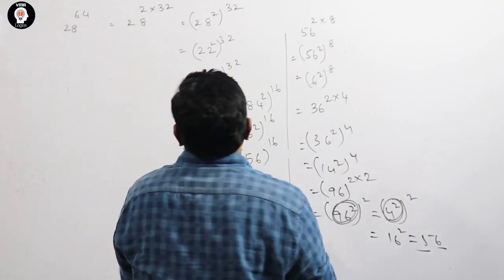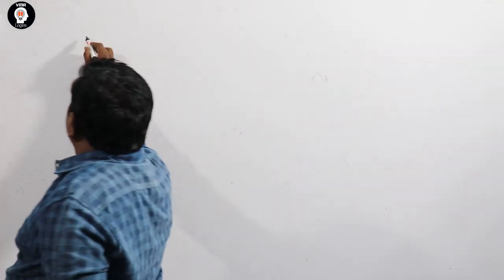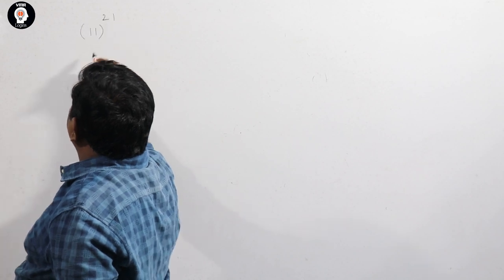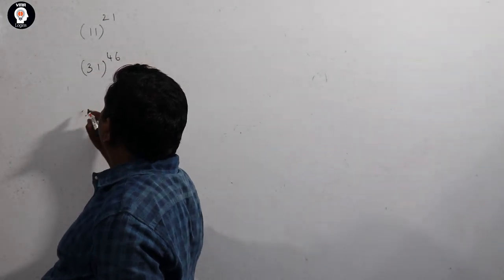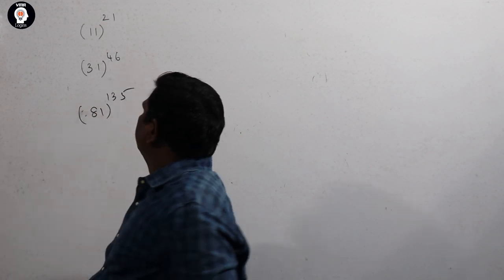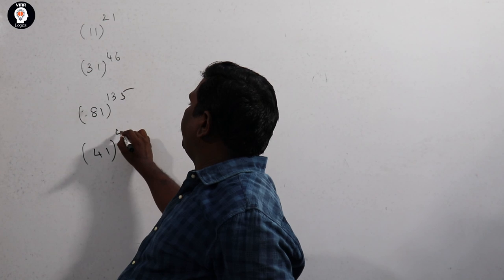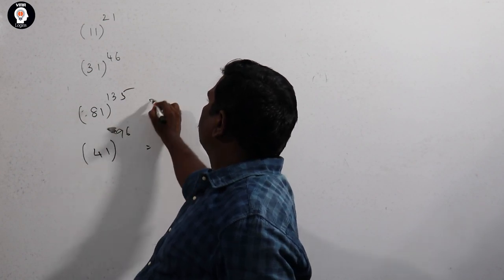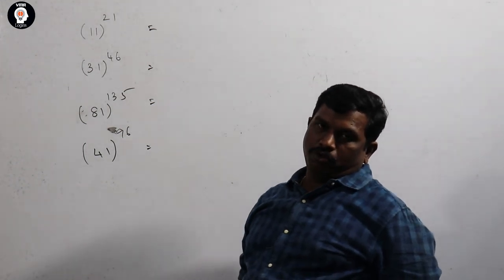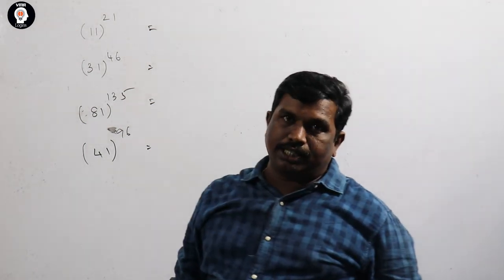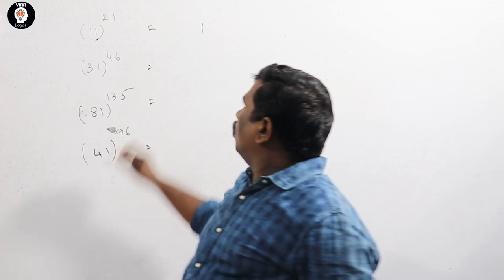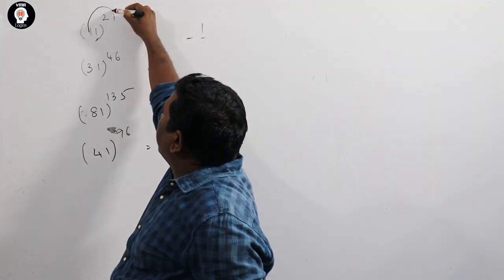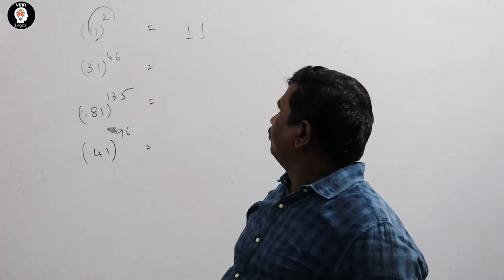There is one special case in this last two digits topic, look at it. The special case is 11 power 21, 31 power 46, 81 power 135, 41 power 90, 40, 96. A special case, where I want the last two digits. The question is the same: I want last two digits, right? 1 power anything, last digit is 1. Now, last two digits I want. Okay, 1 ones are 1. That's the answer. Okay.